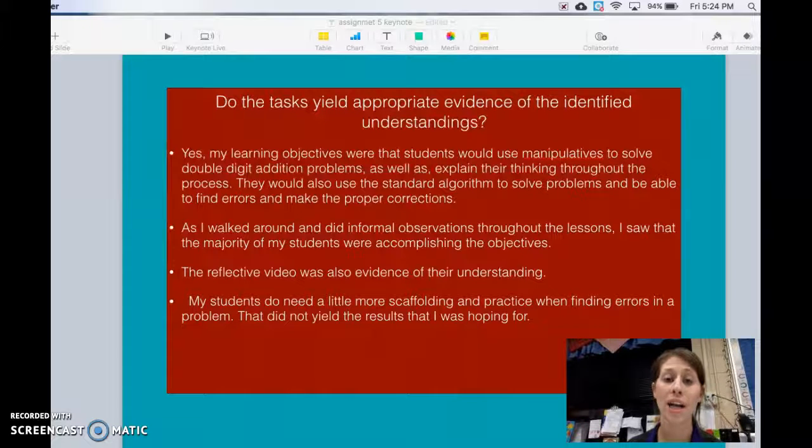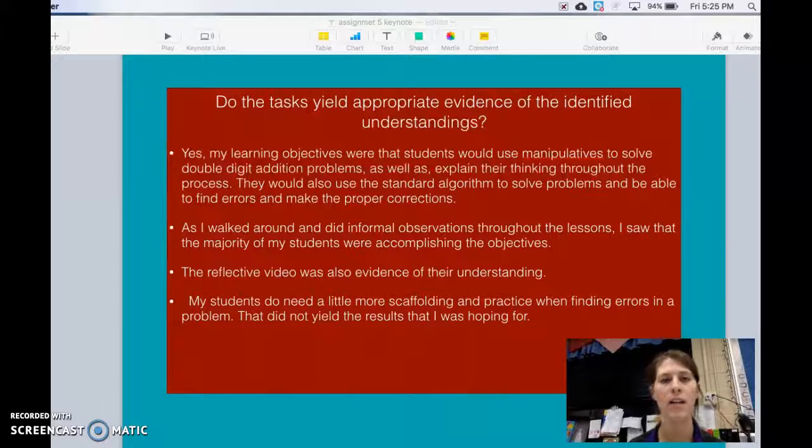And so my objectives, I guess the first question is, do the tasks yield appropriate evidence of the identified understandings? And yes, I would say so. My learning objectives were that I wanted students to use manipulatives to solve double-digit addition problems, as well as explain their thinking throughout the process. I didn't want them to just do the standard algorithm. I wanted them to really have a deep understanding of what this concept is. But I also wanted them to use the standard algorithm to solve the problems and be able to find errors in a problem that is already done and then make the correction. So those were kind of my objectives for the unit.